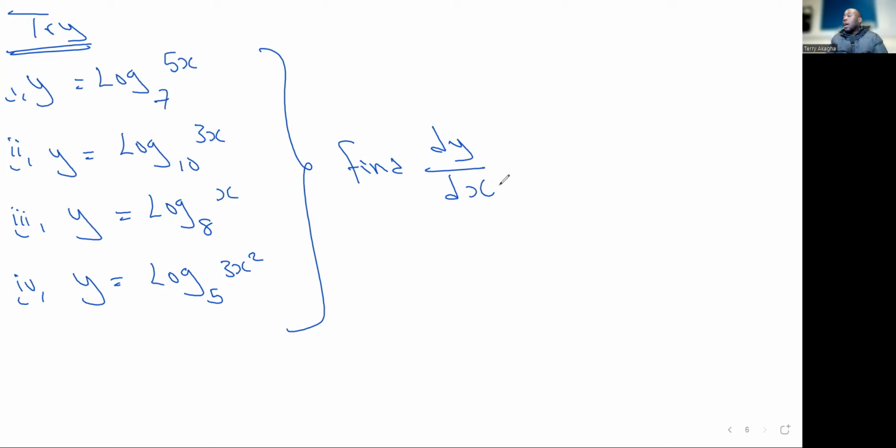Okay, so we've talked about how to differentiate logarithms. The next mechanism we're going to talk about is how to differentiate a trigonometry function, the sine, the cosine, and the rest of it. So we're going to talk about how you differentiate it in the next video.